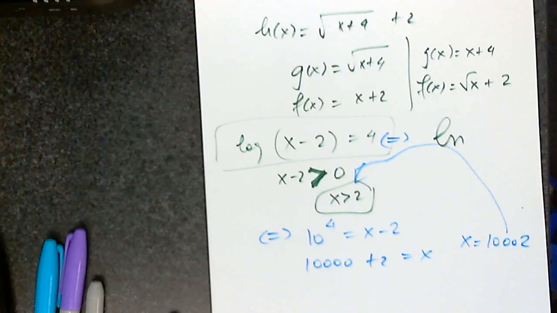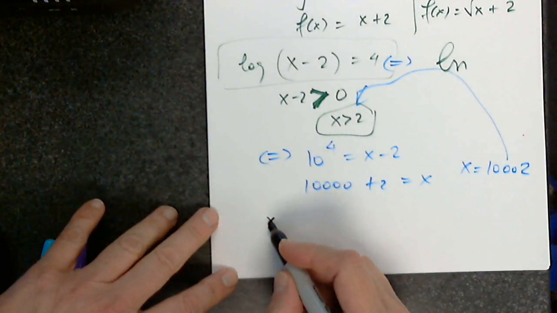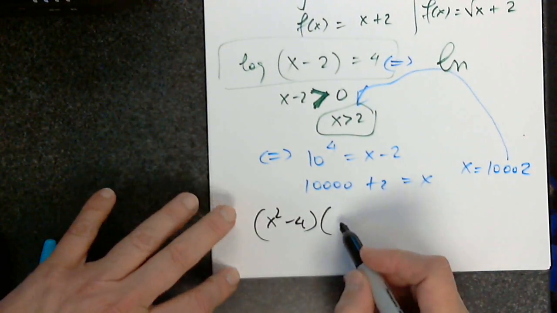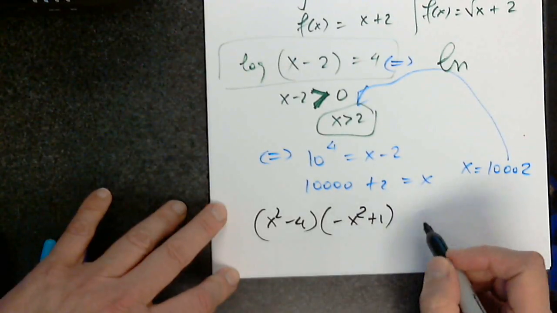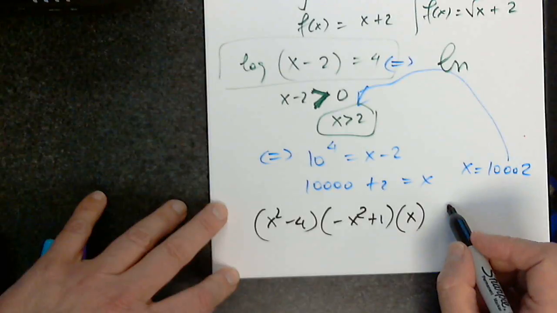So which one do you think we should practice right now from chapter 11? Perfect. So let's look at an inequality. Something like this. I'm going to make one up. x squared minus 4, times negative x squared plus 1, times x, less than or equal to 0.